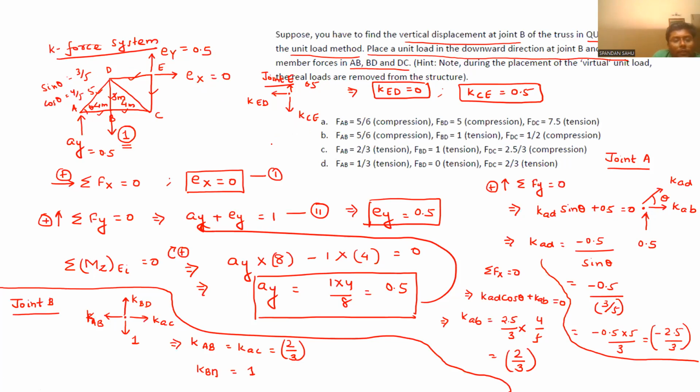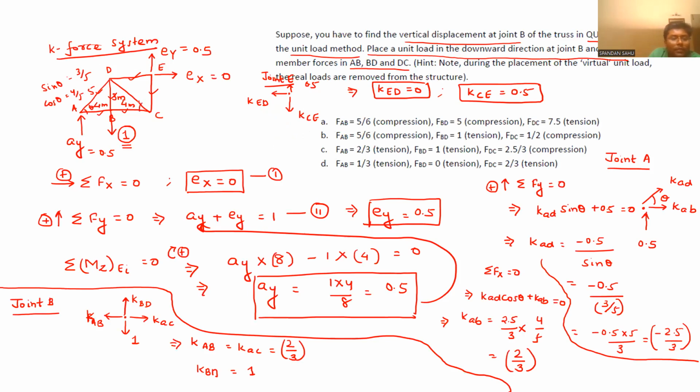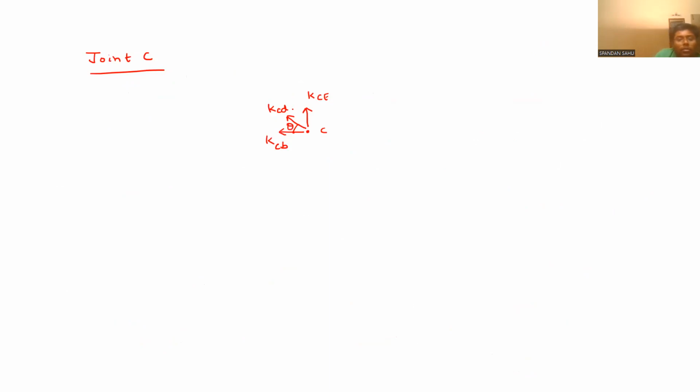This will be KCB, this will be KCD, and this will be KCE, I guess. Now this angle is the same theta. So now we can write summation of Fx equal to 0, this direction to be positive. So minus KCD cos theta minus KCB equal to 0.